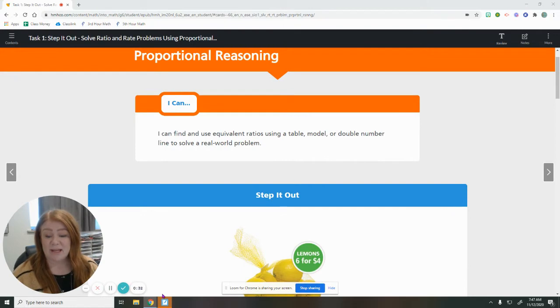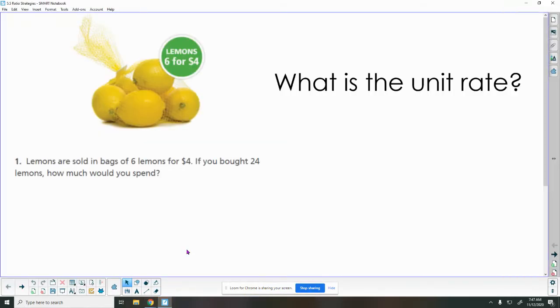So let's go ahead and look at task 1 here. Task 1 tells us that lemons are sold in bags of 6 for $4. So we get 6 lemons for $4. If you bought 24 lemons, how much would you spend? So I know I've got lemons and I've also got money. And I get 6 lemons for $4. And I'm looking to buy 24 lemons.